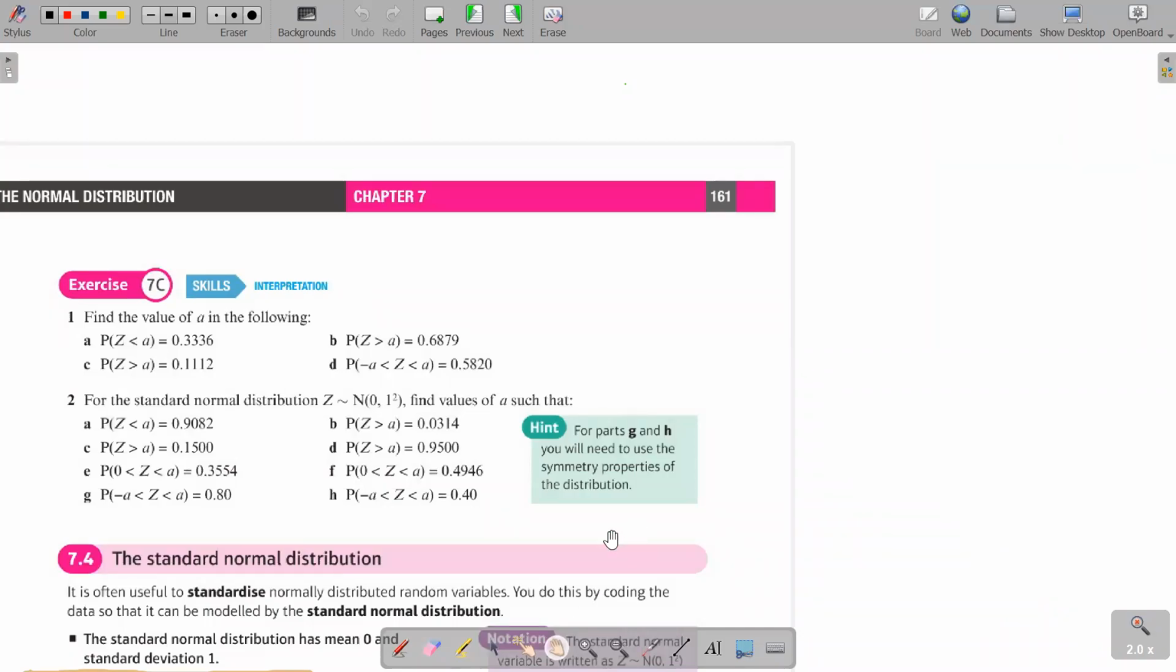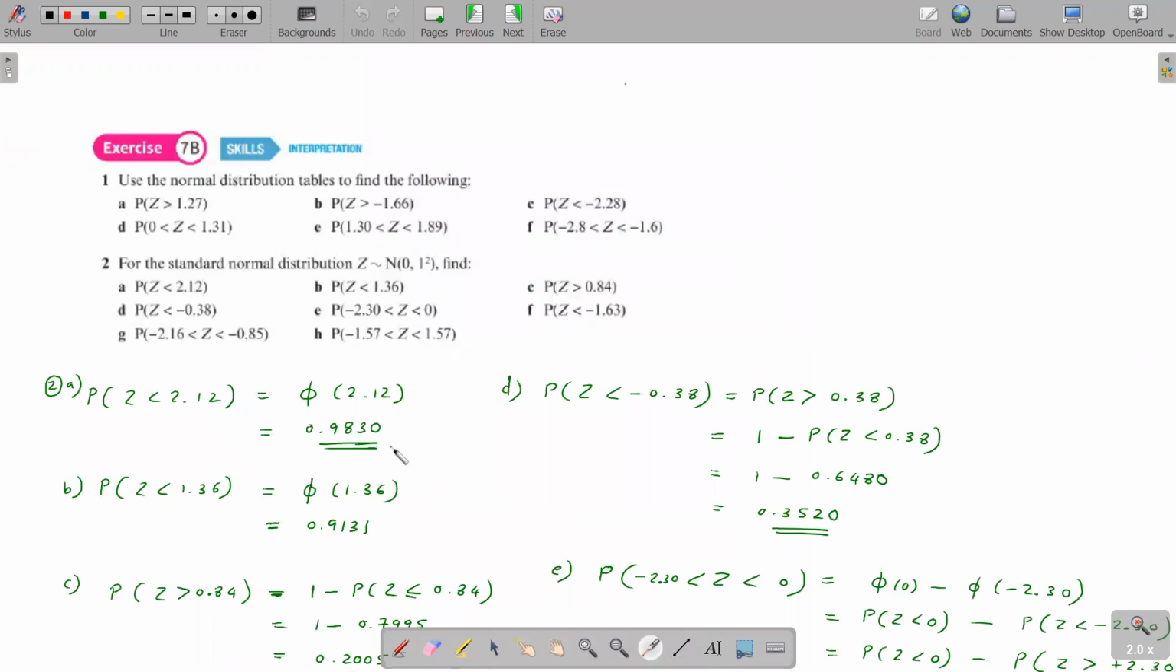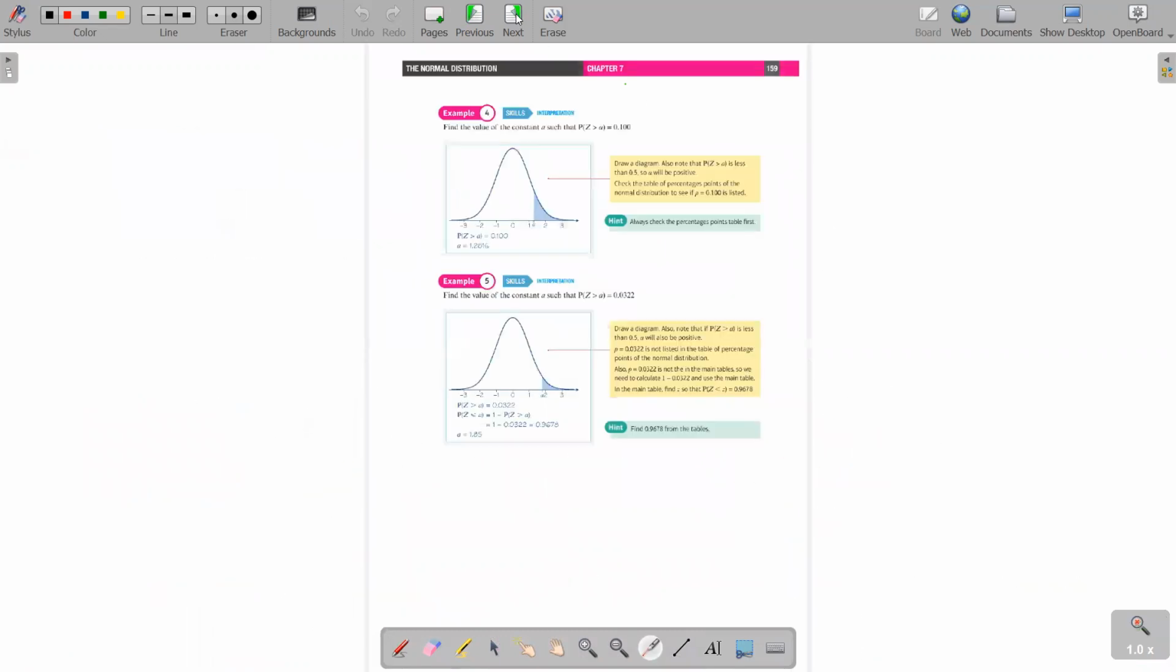Okay, guys, so now we move on to the next part of the lesson. In the previous section, you learned how to find the probabilities, right? They gave you the values and you calculated the probabilities. This is what we discussed in detail in the previous exercise.